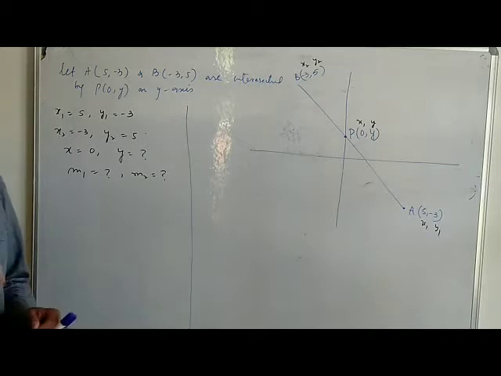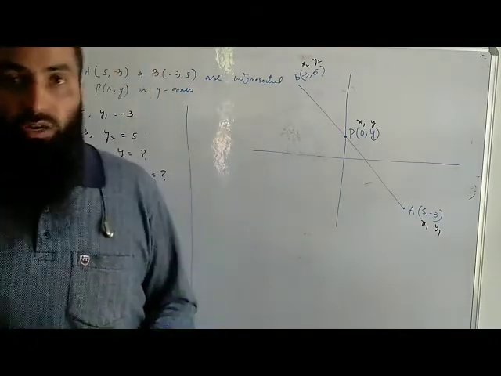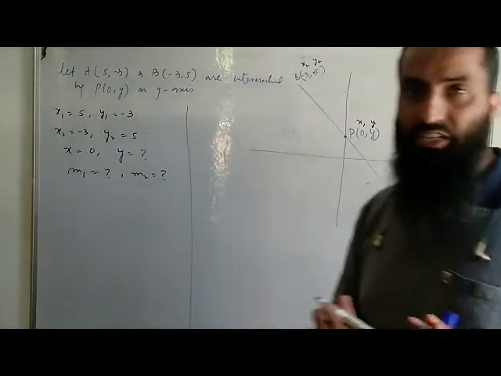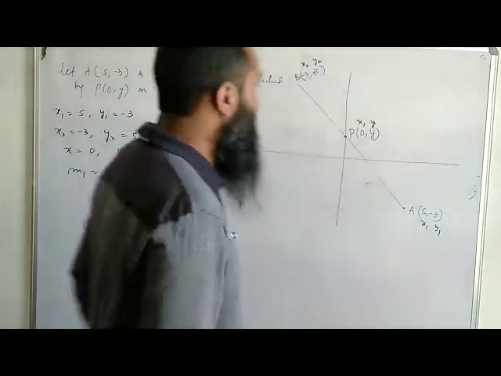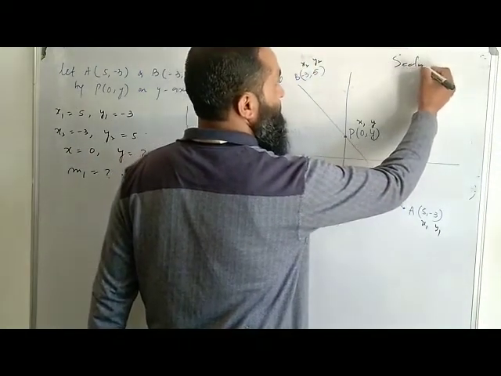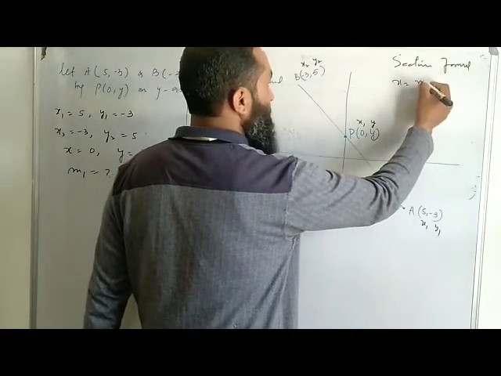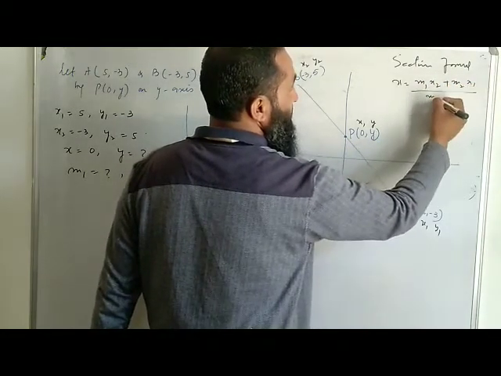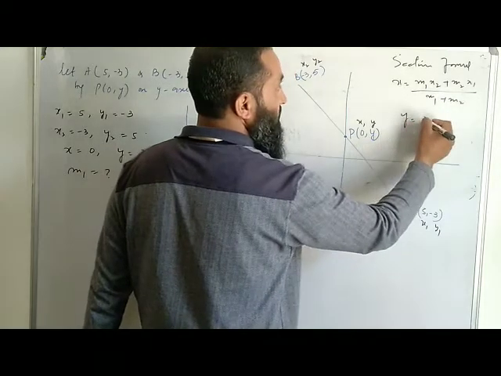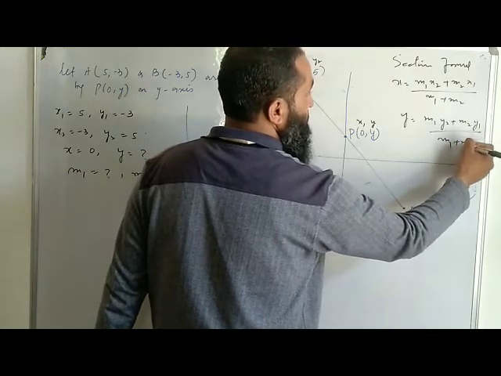First off, follow the steps we have taken in the previous question. We will use the same steps here and try to solve this question on the basis of those steps. So do you remember those steps? First of all, we will keep the section formula on the side. It is the section formula: x is equivalent to (m1 x2 plus m2 x1) divided by (m1 plus m2), and y is equivalent to (m1 y2 plus m2 y1) divided by (m1 plus m2).